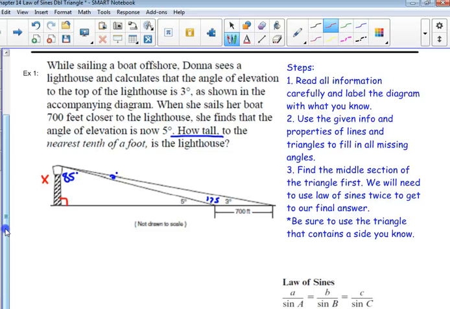Okay. Really, really, really important. This says find the middle section, okay, first. Right. Well, see how you have 2 triangles? Oh, like where they connect. What's that called?